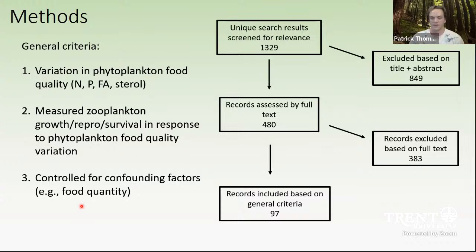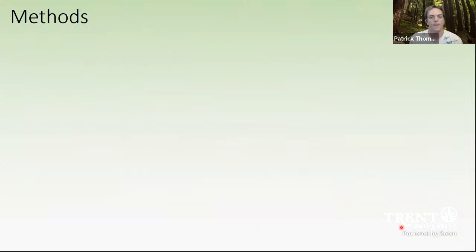And so this is the flow of how it looked for selecting studies. We started out with over 1,300 and then excluded a lot that were not relevant or that didn't meet these three main criteria, and ended up with just about 100 studies in the final database.